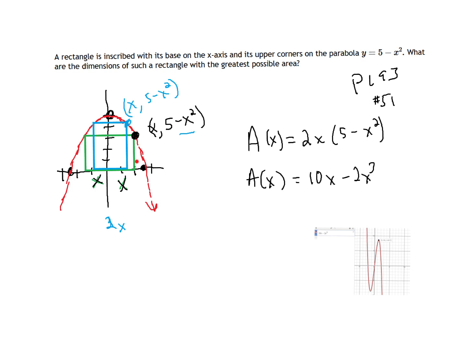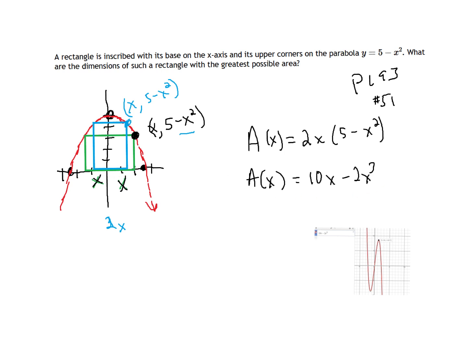And that tells me the height of this rectangle is going to be an expression. Whatever x is, I know that it's going to be 5 minus x squared high. So my rectangle's area can be described by 2x times (5 minus x squared). This is my area formula for that rectangle. I'm going to distribute that through, and I get this area function based on x.